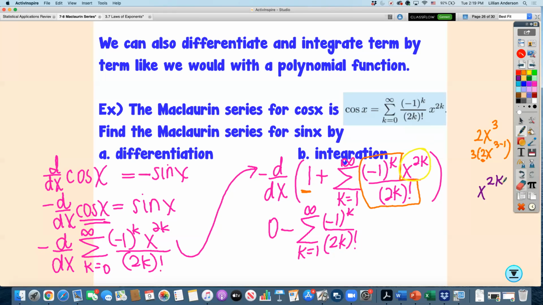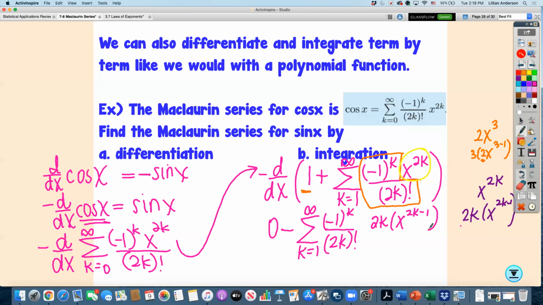I bring the exponent down to the front, and then I subtract 1 from the exponent. So this becomes 2k times x to the 2k minus 1, because now I've taken the derivative of each part inside this parenthesis. I took the derivative of 1, which gave me 0. Then I took the derivative of that summation.